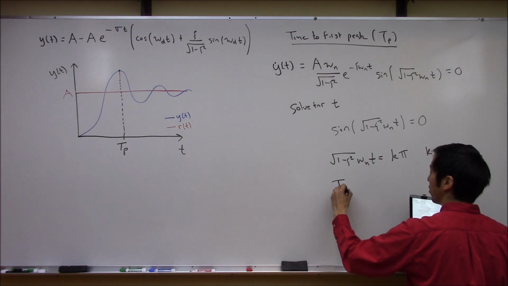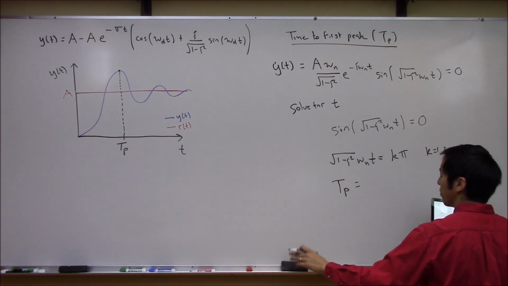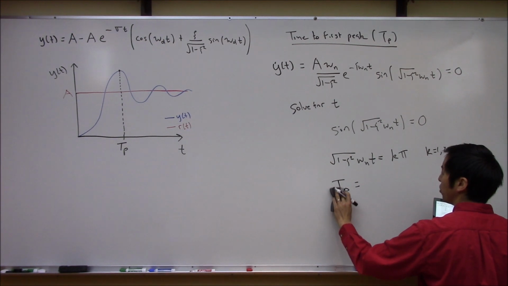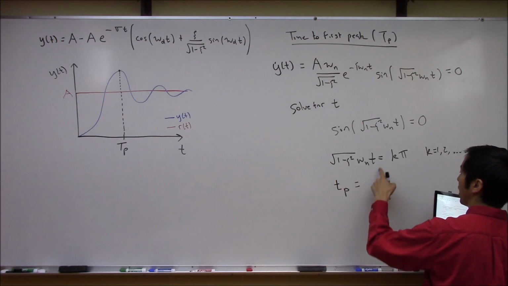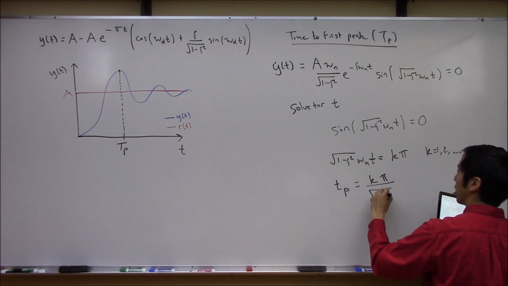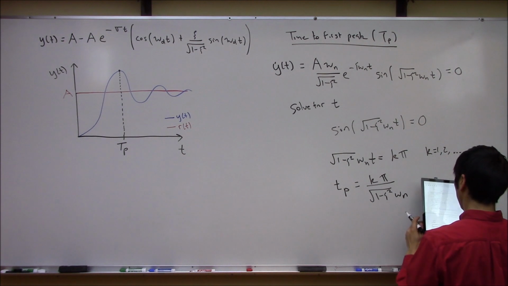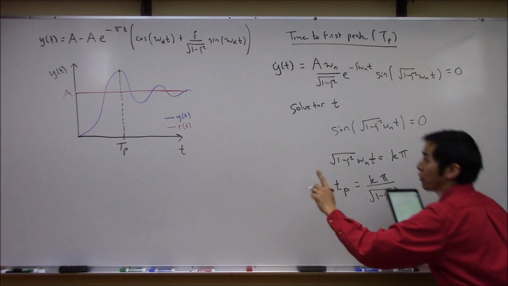The time to any particular peak, let's call it lowercase t_p, is just k pi all over the square root of 1 minus zeta squared times omega n, right? Okay.